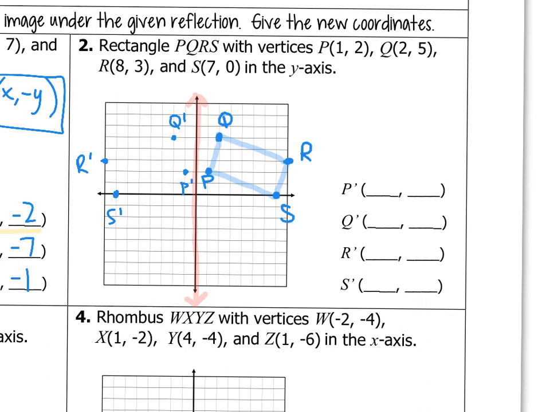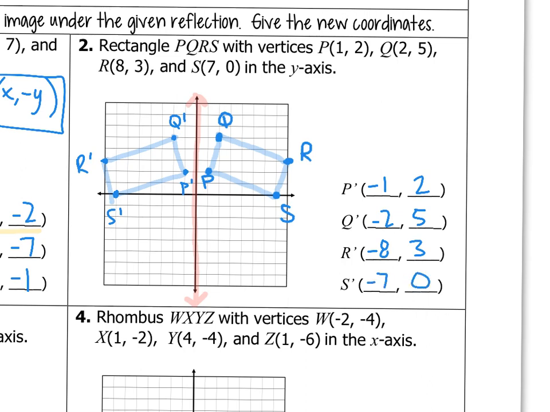Then I'm going to connect my dots, make my rectangle, and then I'm going to go ahead and write down my new coordinates. So P prime is going to be at -1, 2. Q prime is -2, 5. R prime is -8, 3. And then S prime is -7, 0.